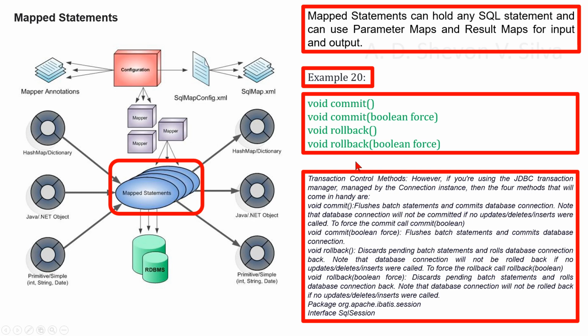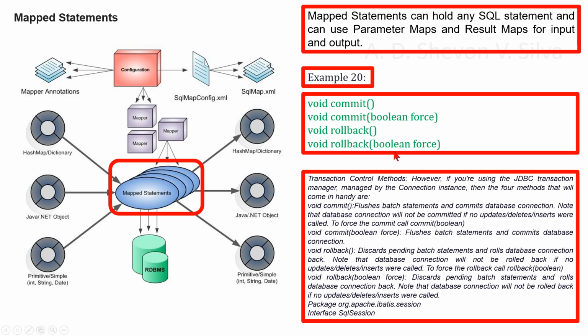Of course, these have no effect if you have chosen to use auto commit or if you are using an external transaction manager. However, if you are using the JDBC transaction manager managed by a connection instance, then these 4 methods will come in handy. By default, MyBatis does not actually commit unless it detects that the database has been changed by a call to insert, update, delete, or select with affect data enabled. If you have somehow made changes without calling these methods, then you can pass true into the commit or rollback methods to guarantee that they will be committed.